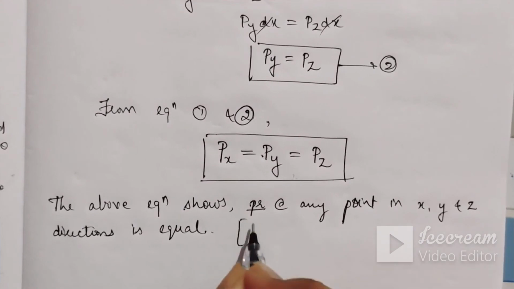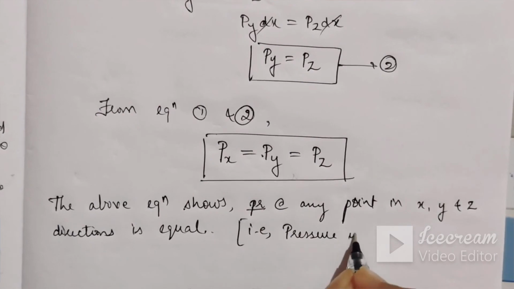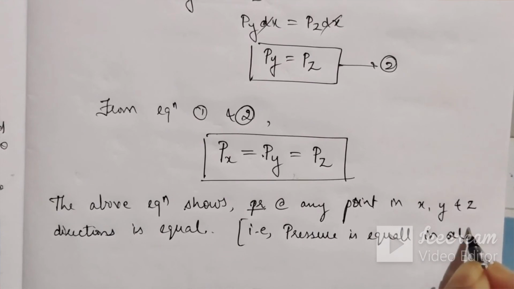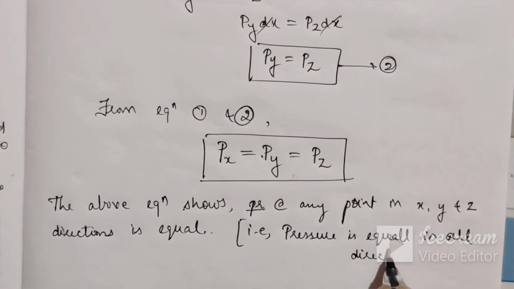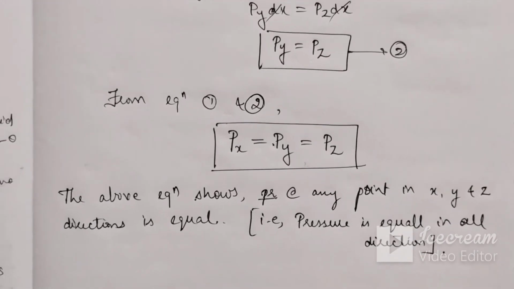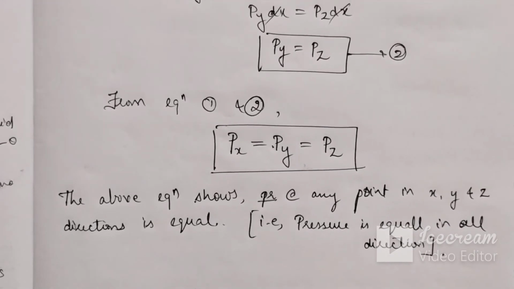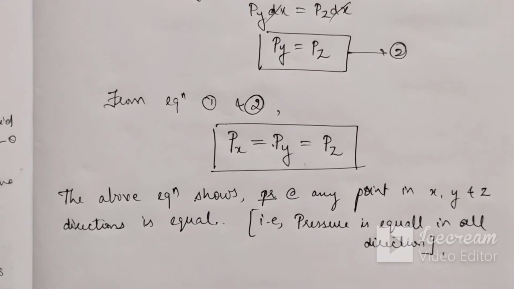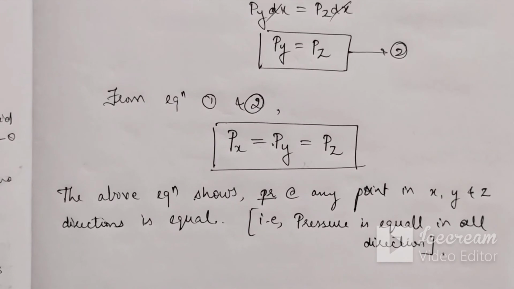That is, pressure is equal in all directions in the liquid. So this was about Pascal's law. I went very slowly so as to make you understand. So I proved that the pressure at a point in a liquid is equal in all the directions.